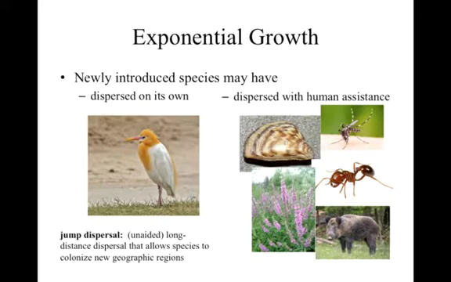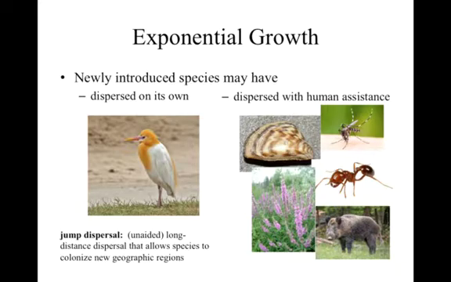And so there are a couple of ways where new species can be introduced. Sometimes they'll disperse on their own. A good example is cattle egret. Those arrived in North America on some wind and they're here. And so when it's not aided by humans, we call that jump dispersal. It's a long distance dispersal that allows species to colonize a new geographic region.